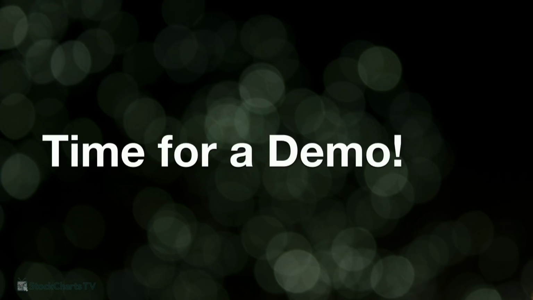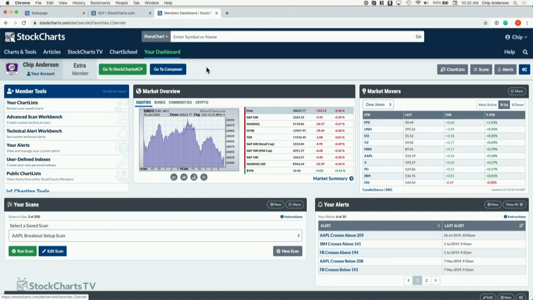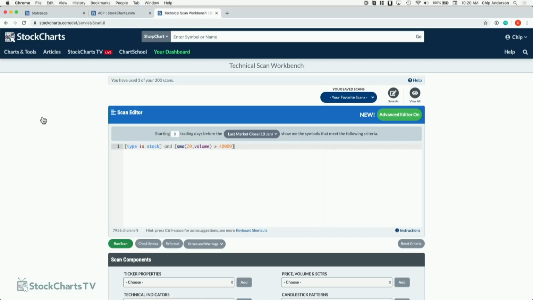I think I've got a demo right now. Yep, I'm going to switch over to my browser and I've logged into my account. Here's my StockCharts account. And I have the ability now to go to our advanced scan workbenches. I'm on the members dashboard, and the easiest way to get the advanced scan workbench is just over here on the left. I'm going to click on it. I could also click on new scan right down here, either way.